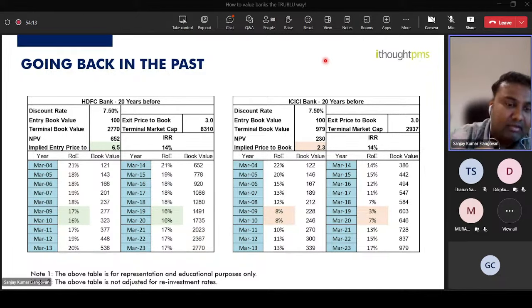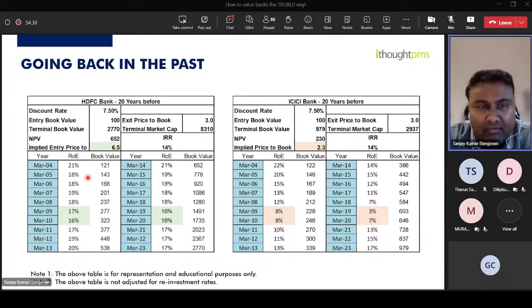I'm using the same principle here. So from March 2004 to March 2023, the ROE values are the actual values of HDFC Bank's ROEs in the last 20 years. I am plugging them in, and I am discounting all the ROE values that HDFC Bank has delivered at the rate of 7.5%, which is today's India 10-year bond yield. Let's say today HDFC Bank is trading at 3 times book.